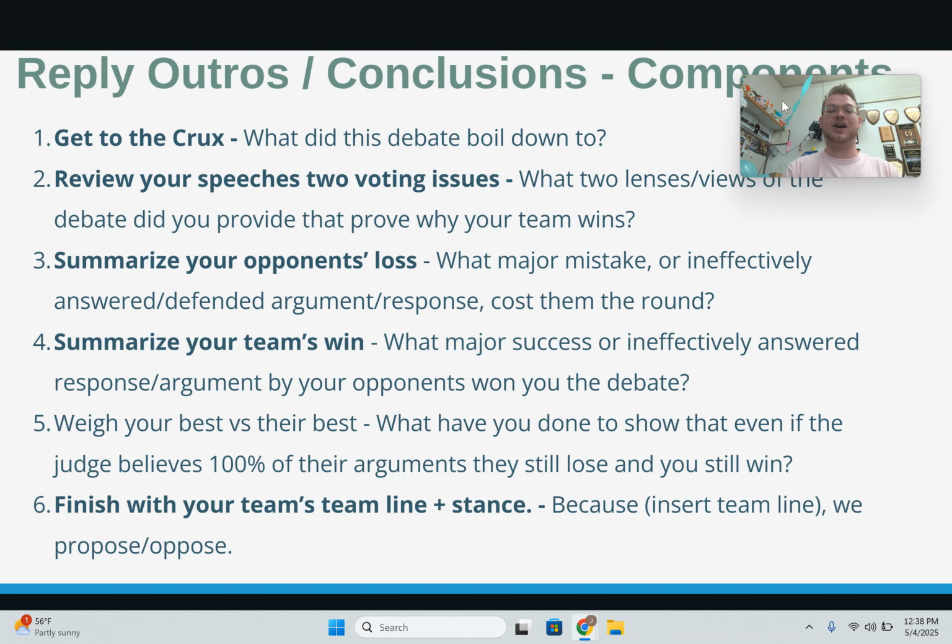You're going to summarize how your team won. What major success or ineffectively answered response or arguments by them won your team the debate? Then you're going to weigh your best argument versus their best argument. What have you done to show that even if the judge believes 100% of their best point, they still lose the debate and you still win? Finally, finish with your team's line, thesis, or motto and your stance. So because we blah, blah, blah, we propose or oppose.